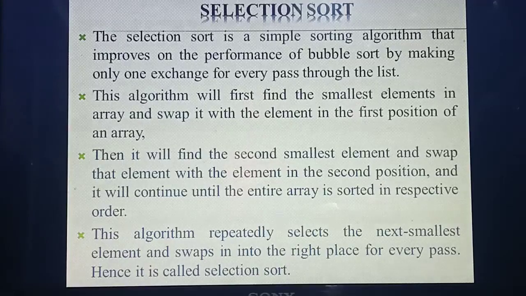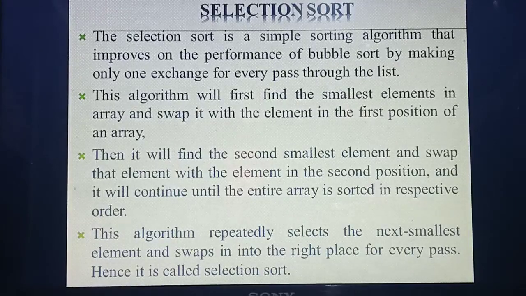So in selection sort, listen carefully, in each step you are going to make only one exchange, only one exchange for every pass. Now read the first point. Selection sort is a sorting algorithm, introduced to improve the performance over the bubble sort algorithm. In selection sort you make only one exchange for every pass.